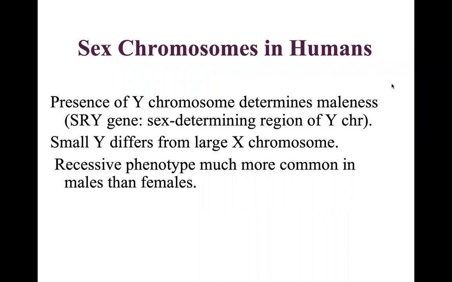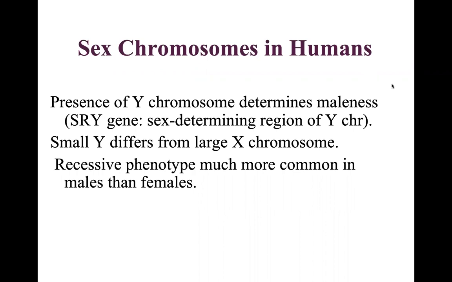Okay, what we're going to do now is we're going to switch gears like we did last time, and go to humans. So before we did pea plants, and then we went to humans, and now we're going to do the same thing. We started with flies to see how it all started and how sex chromosomes were discovered and how they worked, and now we're going to switch to humans.